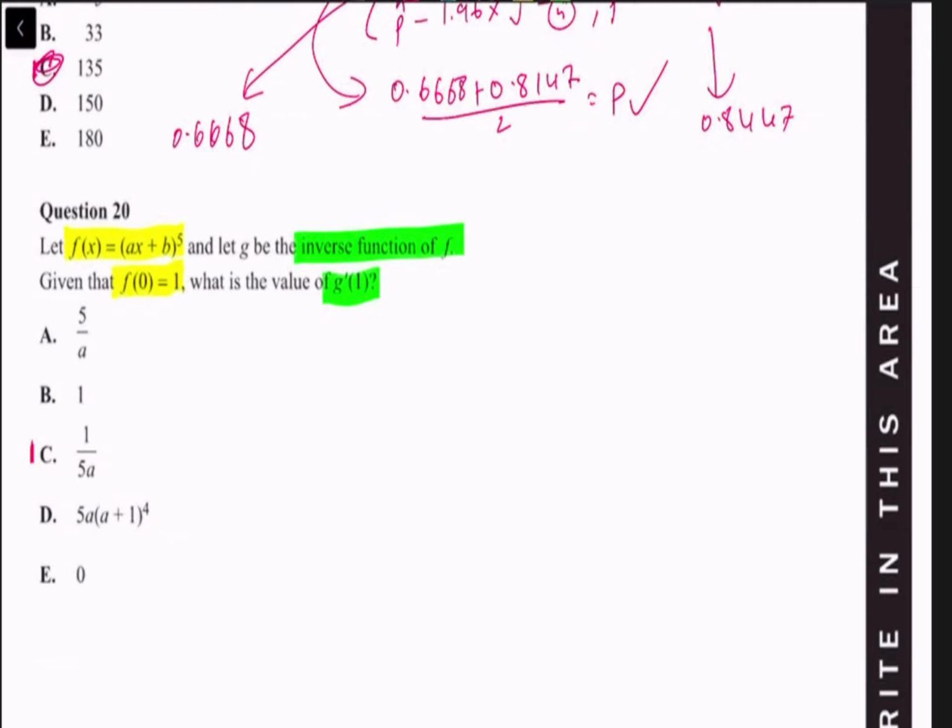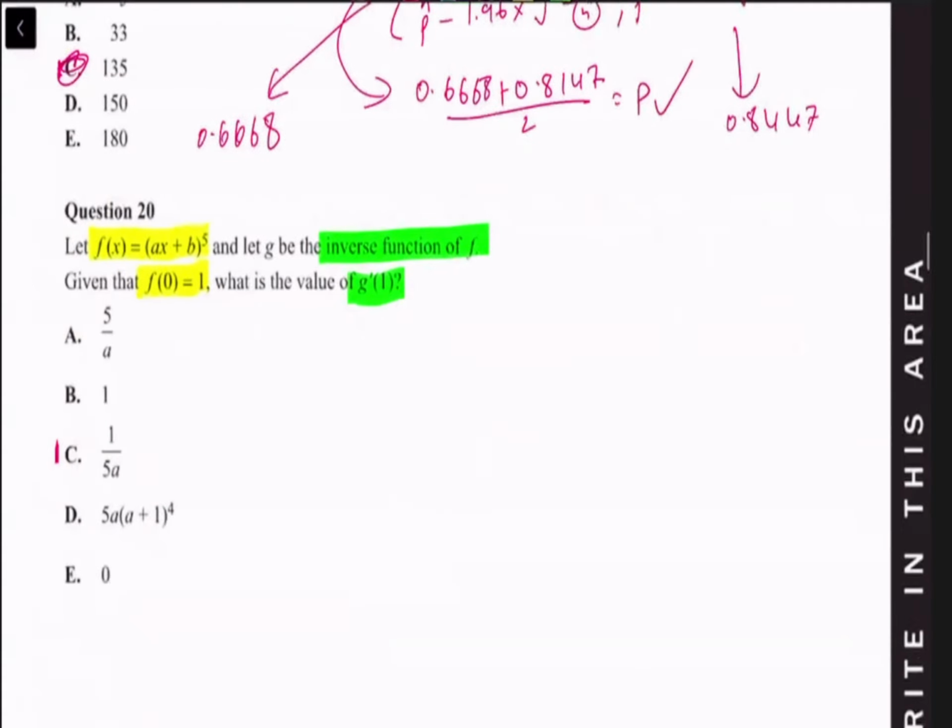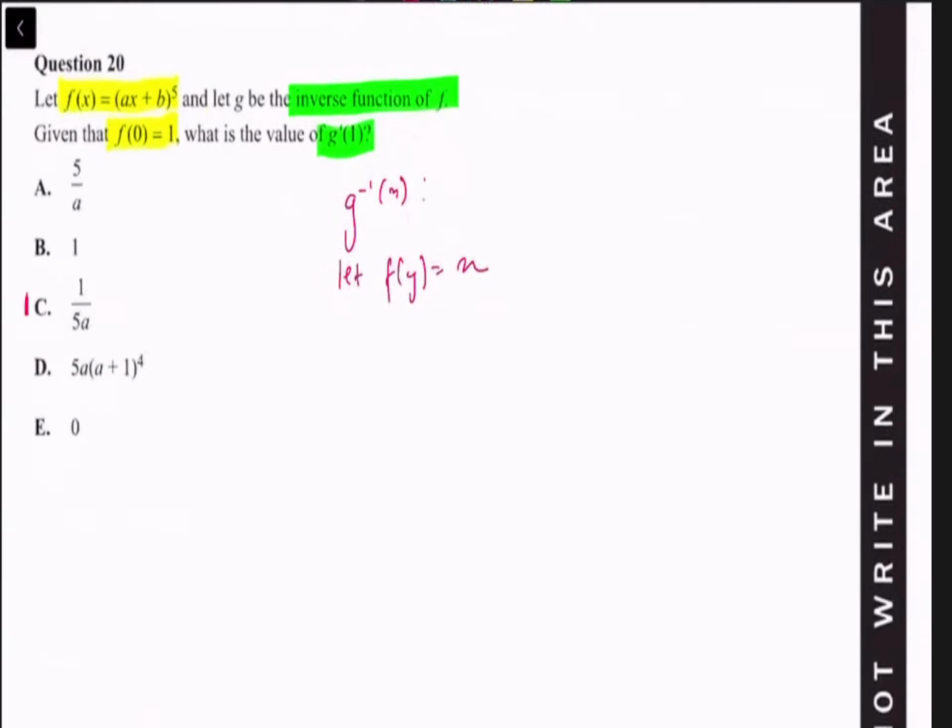F is this. Given that F(0) is 1, what's the value of G inverse dash 1? So we'll start by finding what G inverse is. So we have to swap, so let F(y) equal x. You don't have to do this working out when you do it, because that would be a waste of time, but just because I'm explaining it, I guess.